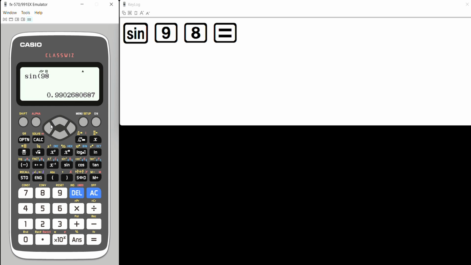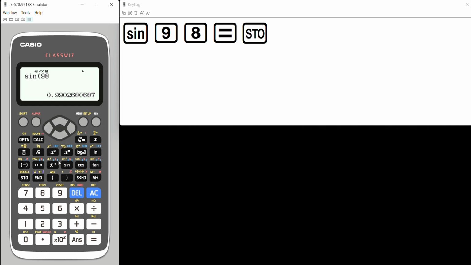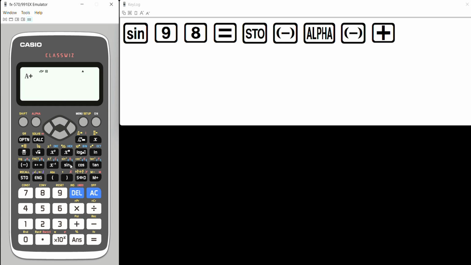So what you can do is press store without any shift. Just press store, and then without pressing alpha or anything, just choose one of the A, B, C, D, E, F, X, Y, M. It's better to go from A, so it's easier. So just A. So now A represents 0.9902680687. So how to recall is, the next time just press alpha and then A, and then for example plus 2. Now you get 2.99. So it's the exact value you stored.